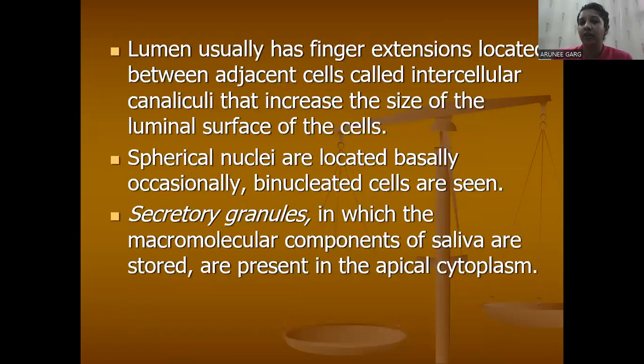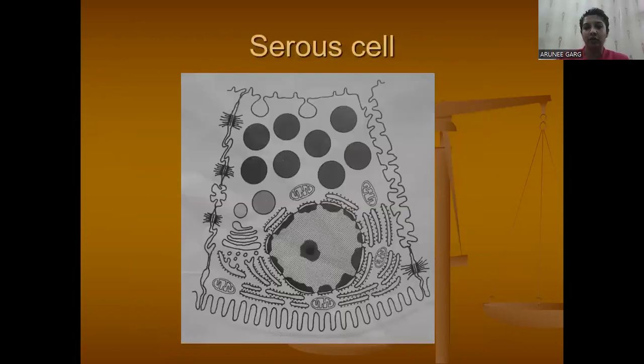The lumen usually has finger extensions located between the adjacent cells called intercellular canaliculi that increase the size of the luminal surface of the cell. Spherical nuclei are located basally. Occasionally, binucleated cells are seen. The secretory granules, in which the macromolecular components of saliva are stored, are present in the apical cytoplasm. You can see here, these are the secretory granules that are stored at the apex of the cell.